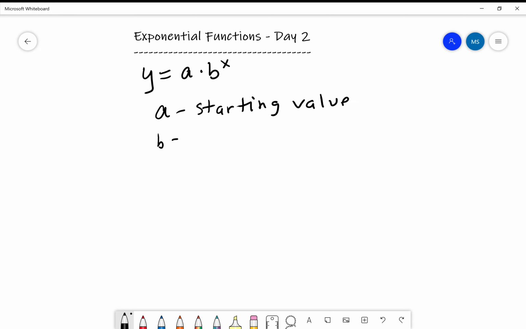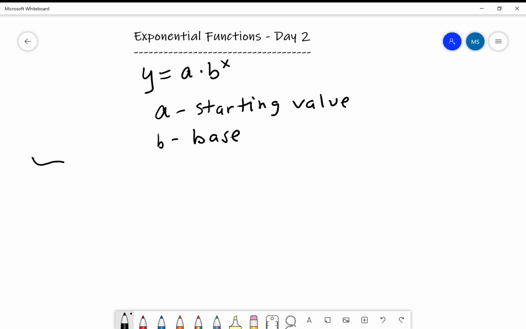Alright guys, this is day 2 of our exponential functions, and last time we learned a bit about this formula y equals a times b to the x. That's our general exponential equation formula, and the two things that are important about it are the a and the b. The a is your starting value. Your b is your base. Now the base is generally the harder piece to find, and we're going to have to identify both of these with the examples we're going to be seeing.